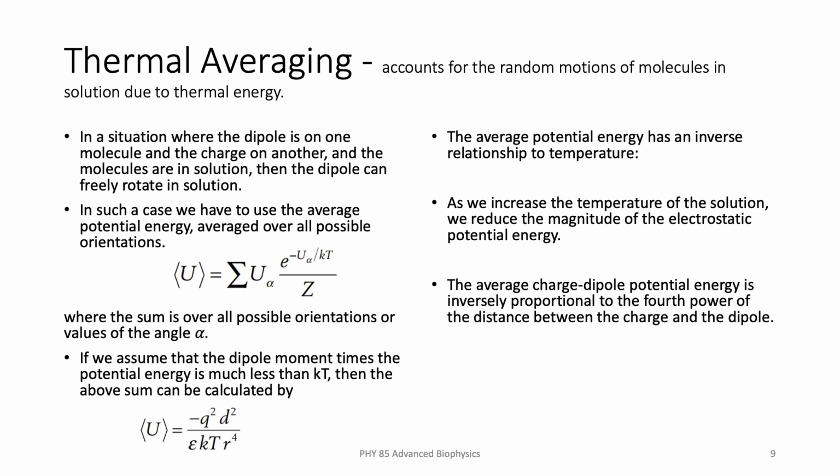This is where thermal averaging comes in. It accounts for the random motions of molecules in solution due to thermal energy. In such a case, we have to use the average potential energy, averaged over all possible orientations. If we assume that the dipole moment times the potential energy is much less than kT, then the above sum can be calculated in its new form.